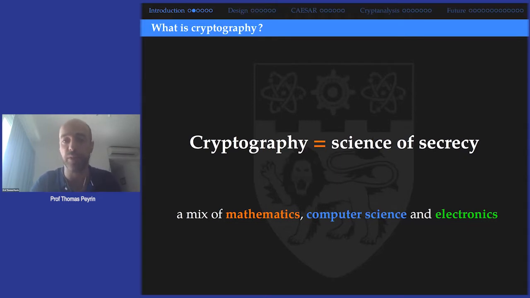But it also uses computer science, because most of the cryptography that you're going to create is going to be run on computers. So if you want this cryptography to be efficient, you need to understand how computers work, what implementation tricks you can use, what the different platforms are, and how to make it efficient on this platform or that one. And this, of course, involves a lot of programming and computer science.